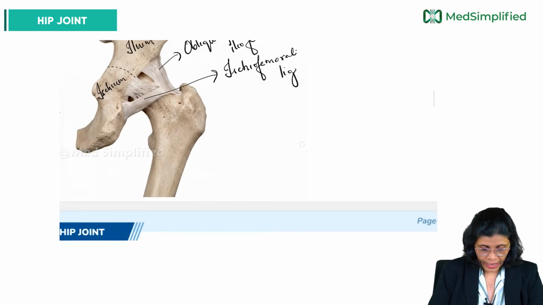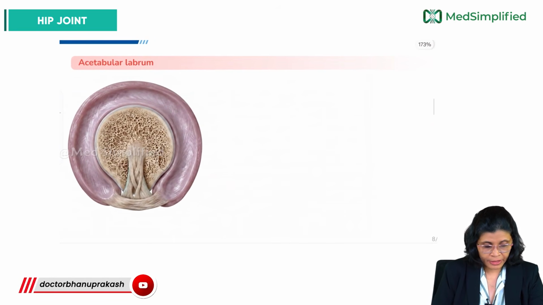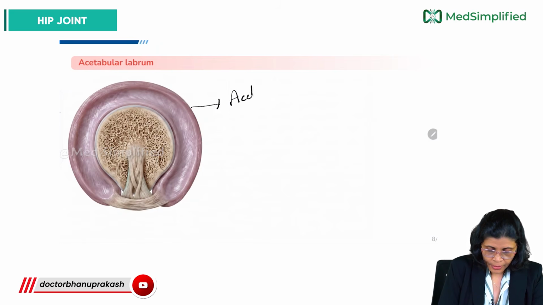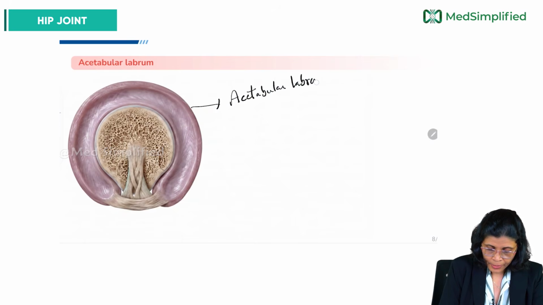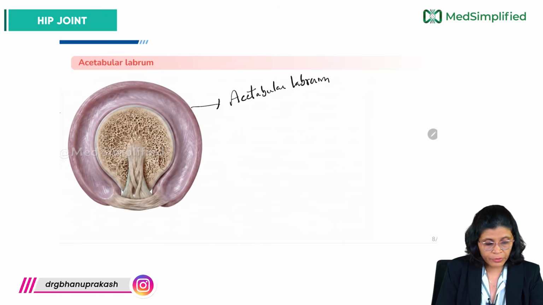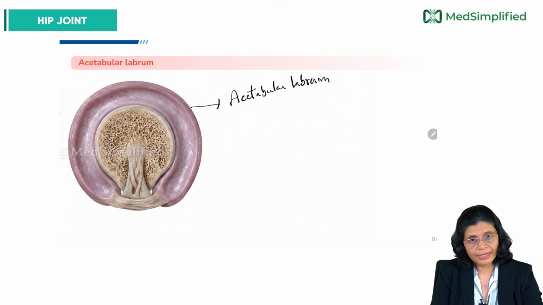Then in the hip bone, we have the acetabular labrum. The acetabular labrum is nothing but fibrocartilage. It is a fibrocartilaginous rim attached to the acetabular margin. It deepens the acetabular socket so as to grasp the head of the femur.